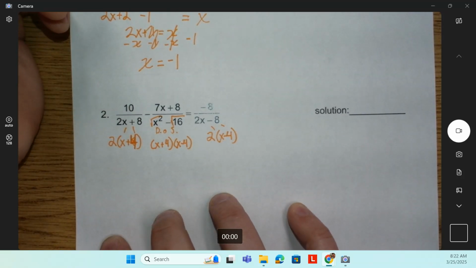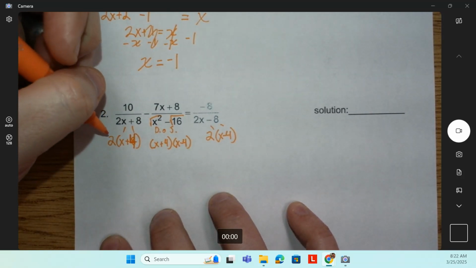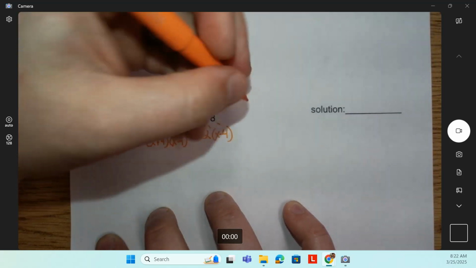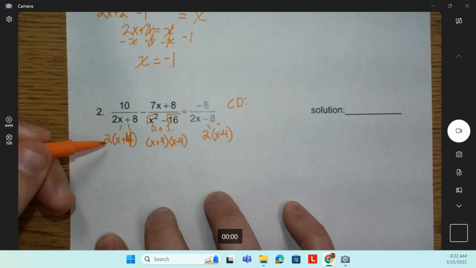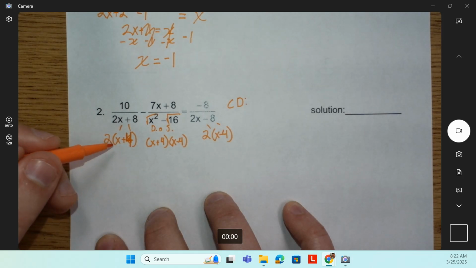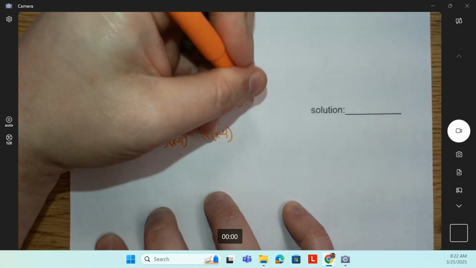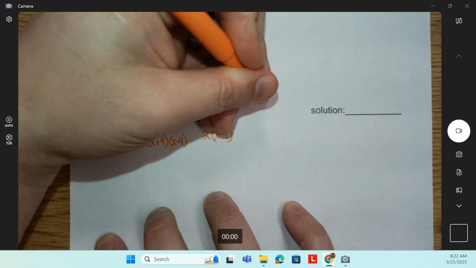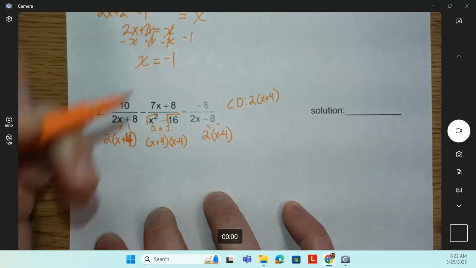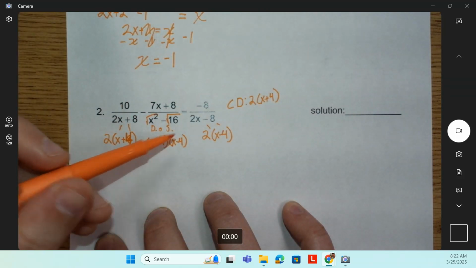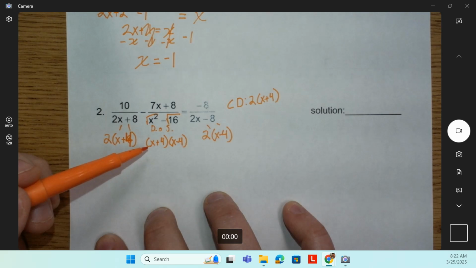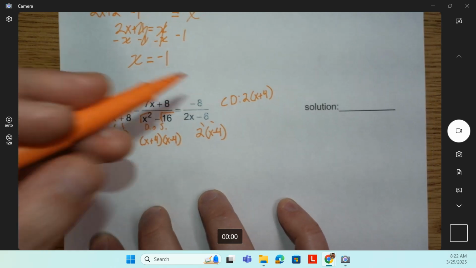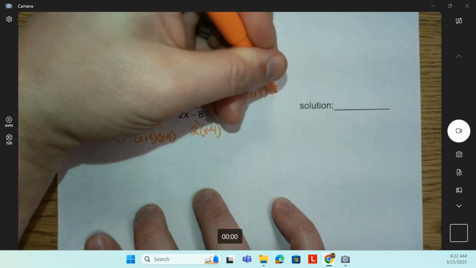So for my common denominator, what I always do is I start with the farthest one to the left, and this denominator, I'll put every piece. So 2 and the x plus 4. And then for the next one, I'll put whatever piece isn't already up there. So I already have an x plus 4 up there, but I don't yet have an x minus 4. So I'll put an x minus 4.